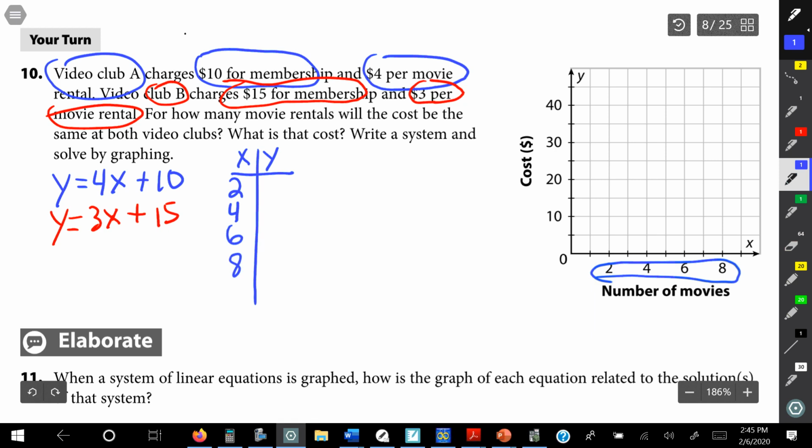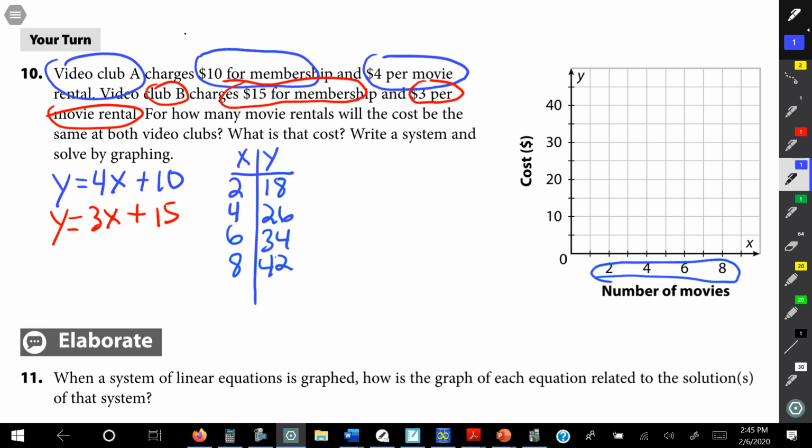So we'll do 2 times 4 and add that with 10. And when we do that, we get 18. And then you plug in 4. 4 times 4 is 16. And then you add 10 and you get 26. And then you get 34. And then you get 42. So now we're just going to plot those points.